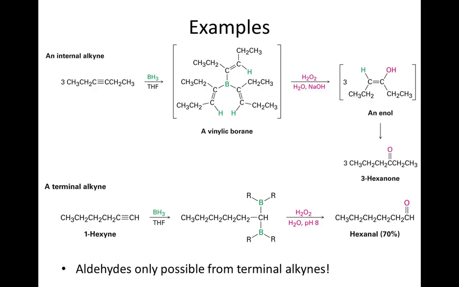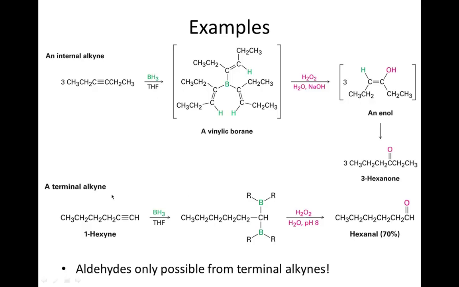so we're just going to see this intermediate, if you will, and then we do the hydrogen peroxide in aqueous basic solution, and we get rid of the boron and replace it with an OH, and because this is symmetrical, it doesn't matter which carbon got which. So the enol is drawn in brackets, and we turn that into a ketone, an internal ketone, and either carbon, you get the same result.